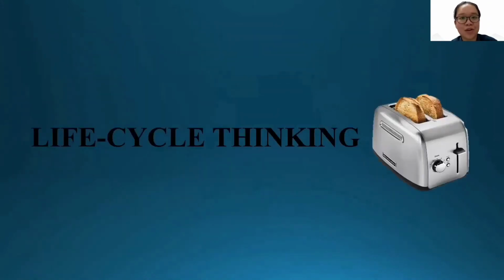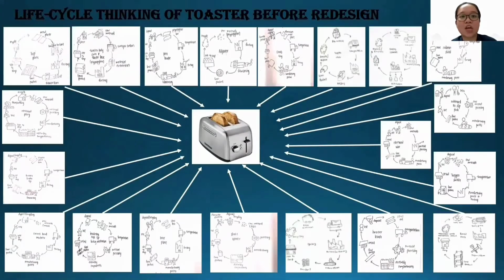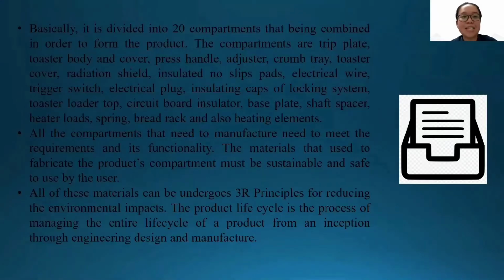Now I would like to continue my presentation about the life cycle thinking before redesign and after redesign of the toaster. This is the life cycle thinking of the toaster before redesign. Basically, it is divided into 20 components that will be combined in order to form the product, also known as the toaster. All the components that need to be manufactured need to meet the requirements and its functionality.